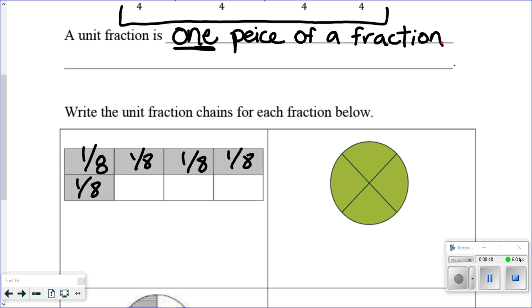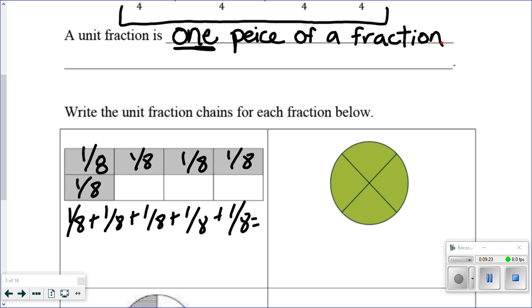But if I were to count just the shaded pieces, what would that fraction be? I am just worried about the shaded ones. Scarlett? Go for it. Five eighths. Beautiful. So the math equation is 1/8 plus 1/8 plus 1/8 plus 1/8 plus 1/8 equals 5/8. So I'll give you some time to get that in your notebook.